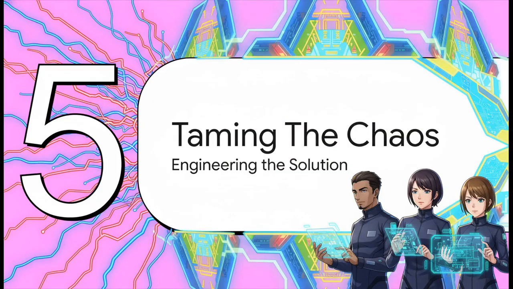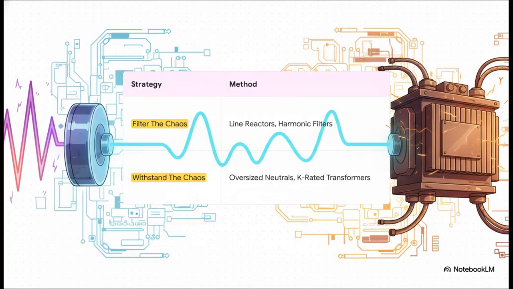Okay, so it sounds pretty bad, right? But the good news is we're not helpless here. While we can't just get rid of harmonics completely, electrical engineers have come up with some really clever ways to manage and contain the chaos. It really boils down to two main strategies. The first approach is to actively filter out the chaos, basically using devices that clean up and smooth out the electrical signal. The second approach is to just build the system to be tough enough to withstand the chaos, using more robust components that can take the extra heat and stress without breaking.